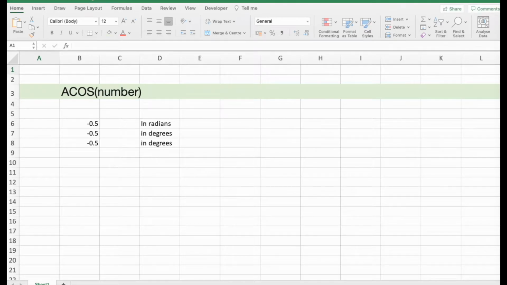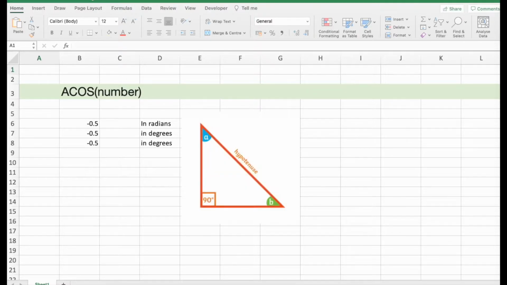This video will demonstrate the usage of the ACOS function in Excel. Arccosine is the inverse of the cosine function and thus is one of the inverse trigonometric functions. In a right angle triangle, the cosine of an angle is the ratio of its adjacent side to the hypotenuse.